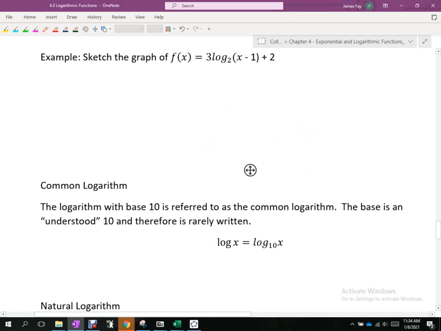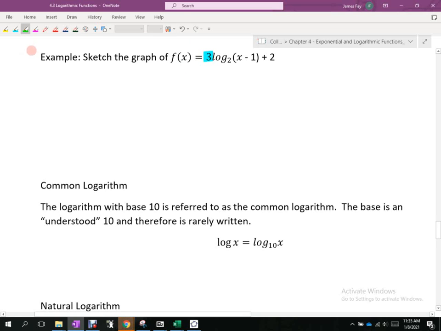This is one of the functions that we probably have the least amount of experience graphing, if any, but it's not that terrible. If I want to graph something like 3 log base 2 of x minus 1 plus 2, I'm going to go through there real quick and just highlight the transformations. What happens, or what is occurring, when you take a function and you multiply the whole thing by a number out front? What does that change or adjust in my parent function?